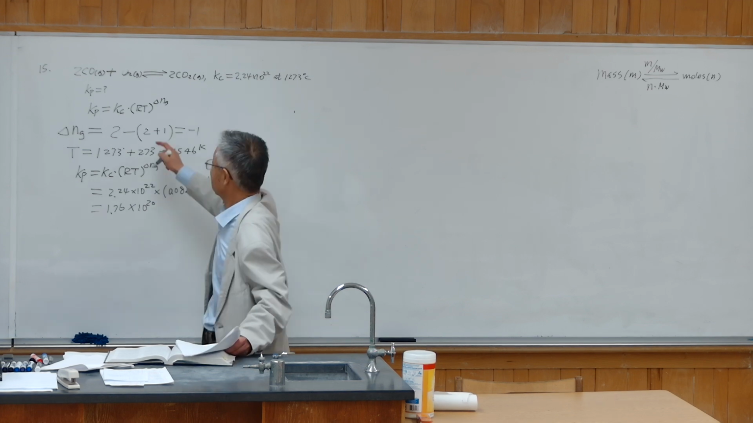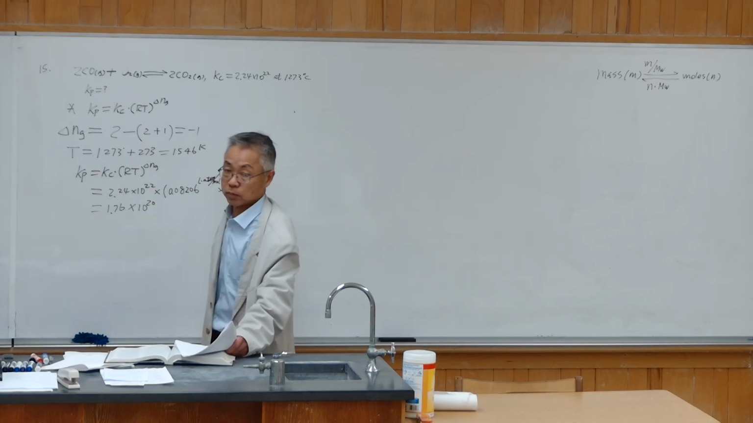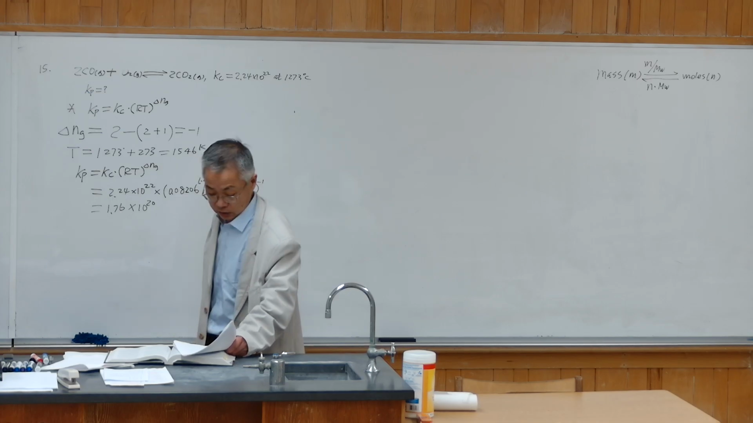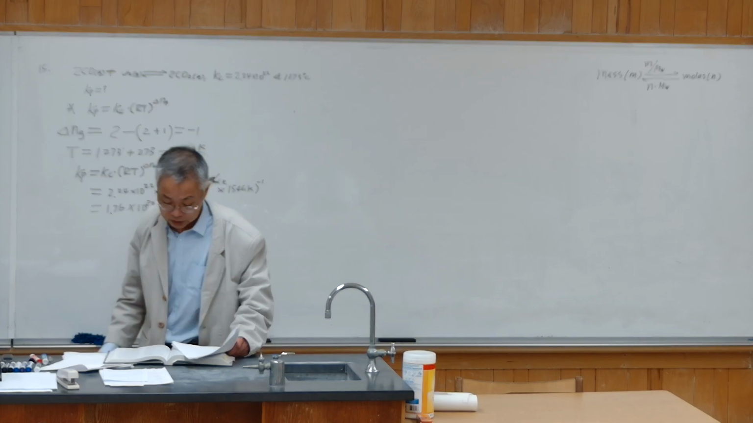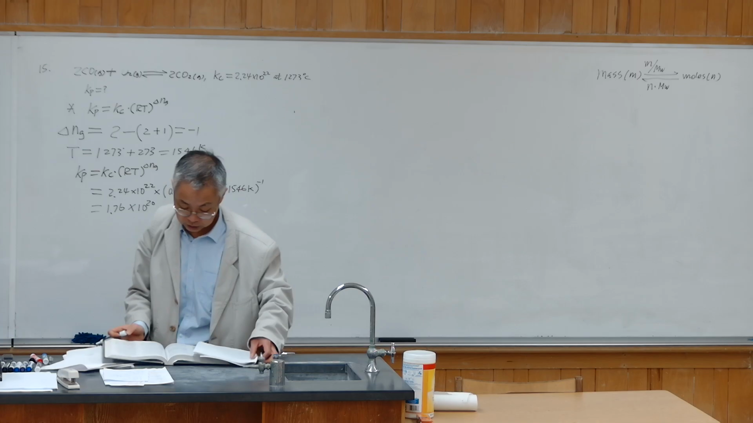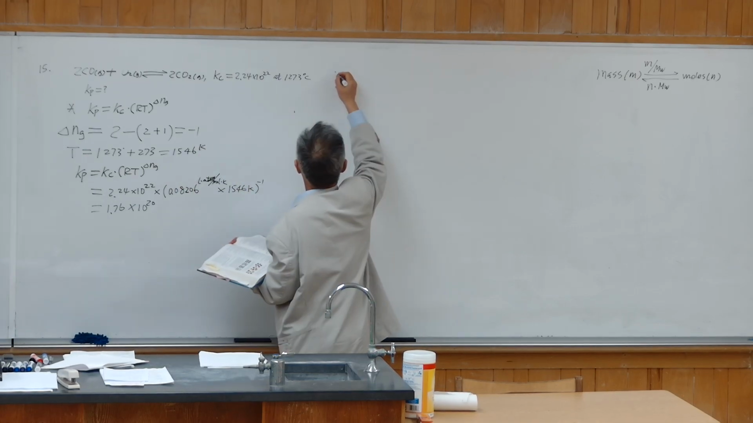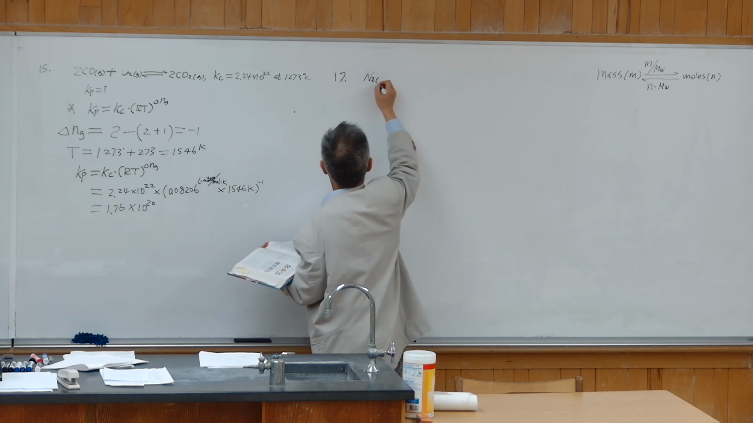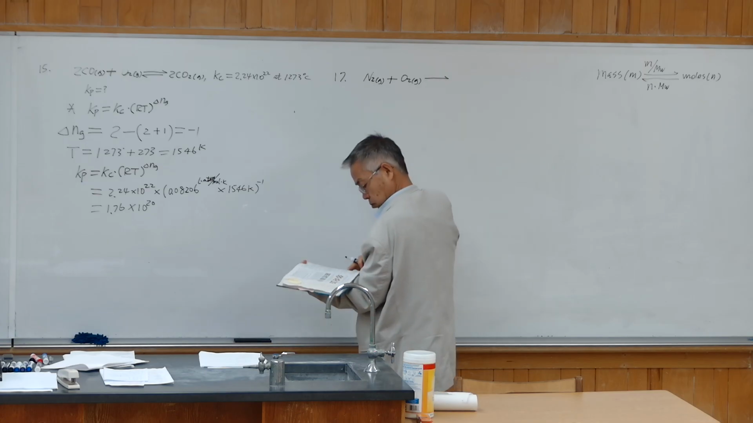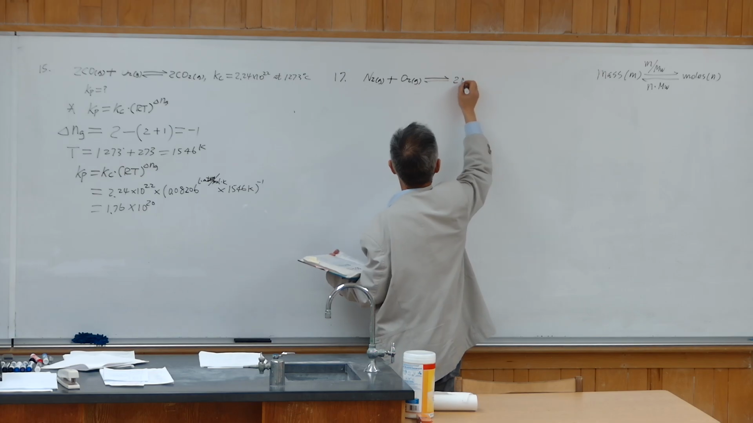Okay, so this Kp-Kc relationship, you need to remember this formula. Question 15 done. Next, question 17. Consider this reaction: N2 reacts with O2 to produce 2NO.